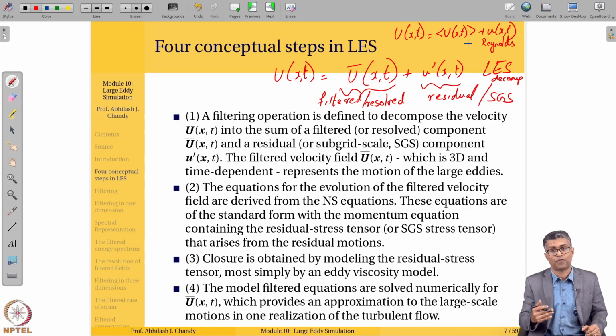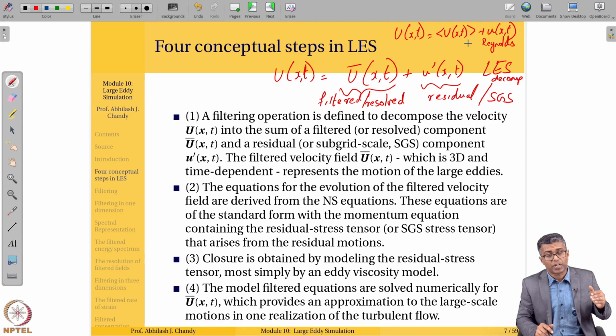The filtered velocity field, on the other hand, when you filter the velocity field, what you get is a 3D filtered velocity field, which is three-dimensional, of course, and it is time dependent. And this represents the motion of the large scales.